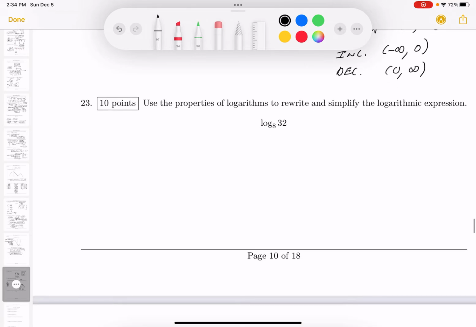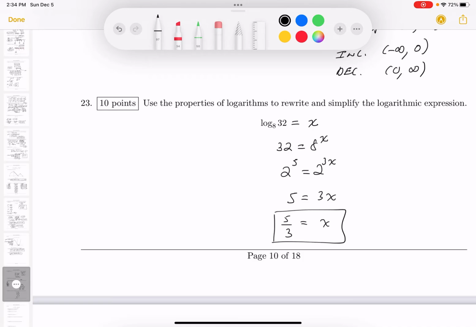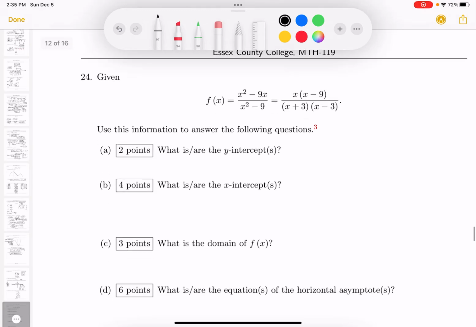All right, use a property of logarithm to rewrite. Let's do that. I'm going to write this as x. I don't know what that is. So I would get 32 equals 8 to the x. 32 is 2 to the 5. 8 is 2 cubed, so it's going to be 2 to the 3x. So what are you going to get over here? 5 is equal to 3x, or x is equal to 5/3. All right, let's go to the next question.